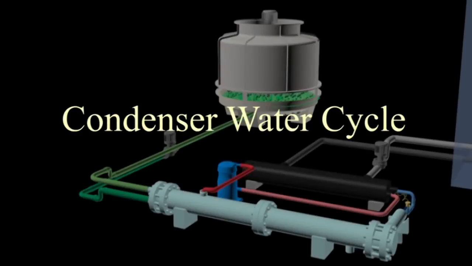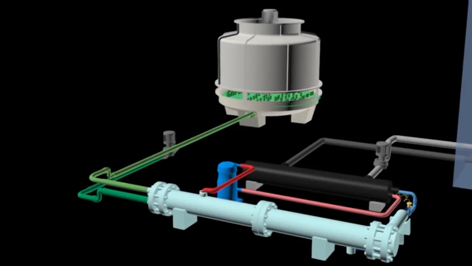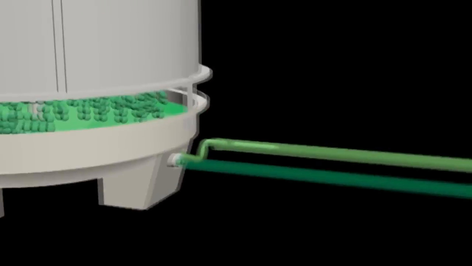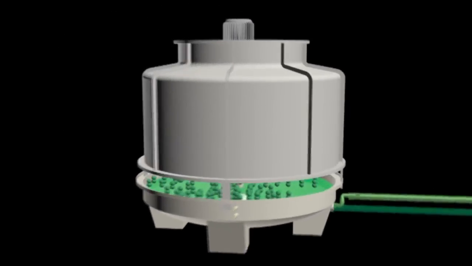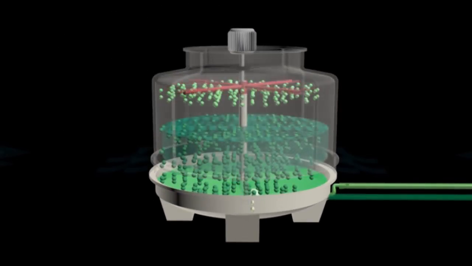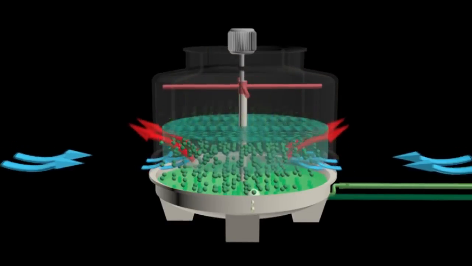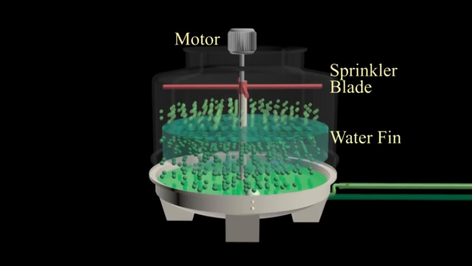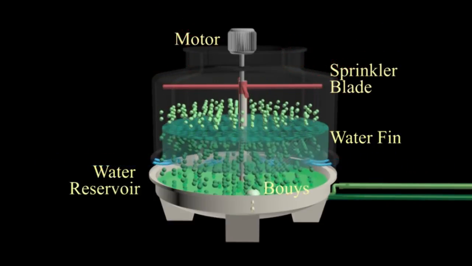Condenser water cycle. The condenser water cycle consists of two basic components which are the cooling tower and the water pump. Cooling tower. The cooling tower serves to cool down the temperature of the condenser water that will be used to absorb heat from the refrigerant at the condenser. It consists of several components which are the motor, sprinkler blade, water fin, water reservoir, buoys, and make-up water tank.